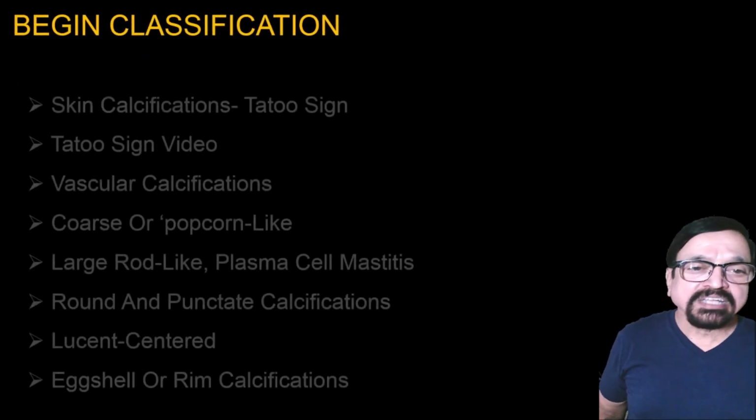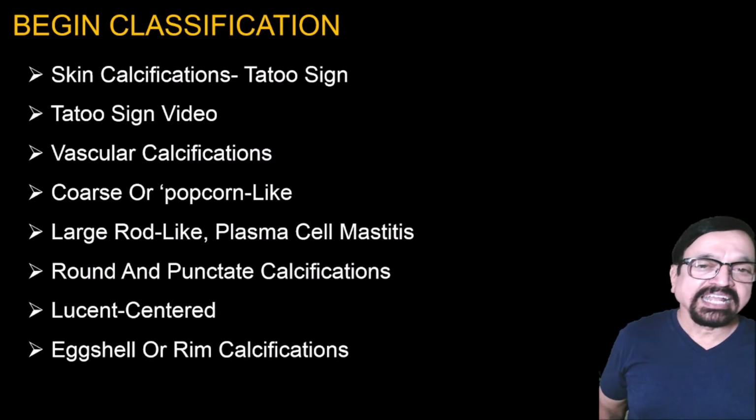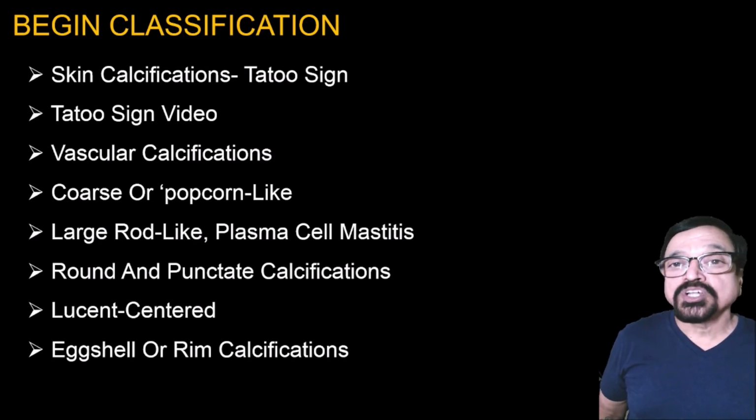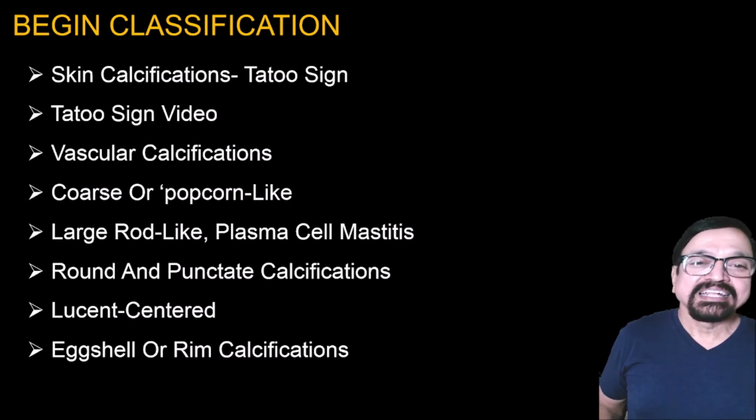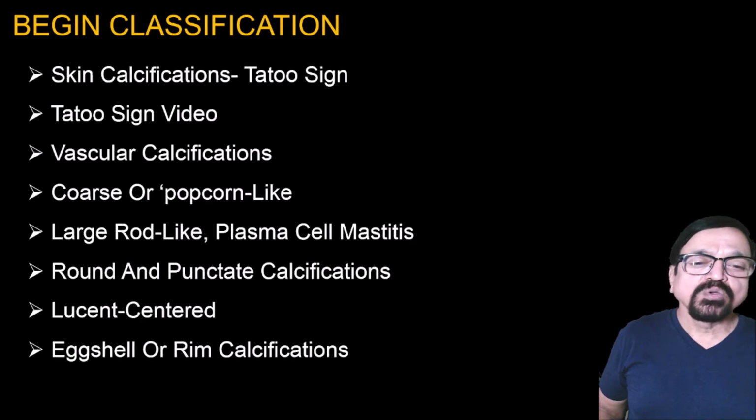Now let us come to benign calcification. What are the benign calcifications? They can be skin calcification. Tattoos are most notorious. Now this is picked up by the radiographer. So there is the tattoo sign, the video will show it. Then the vascular calcification, coarse or popcorn-like calcification, large rod-like plasma cell mastitis, round and punctate calcification, lucent-centered, and eggshell or rim calcification.